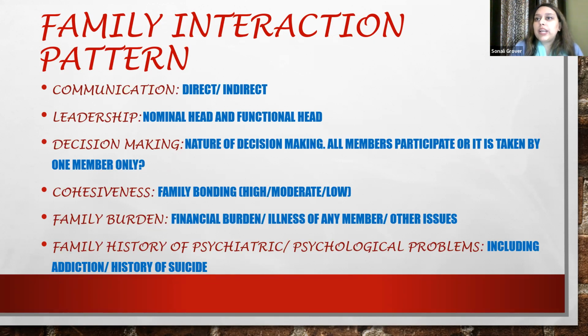Cohesiveness, how is the bonding? For example, if a child has come to you, how close is he with his parents, does he share everything with them, how good is the bonding with his siblings? All of these things are very essential. Family history, when it comes to any history of suicide at home, or maybe some addiction, anything like that, you can definitely ask while talking.